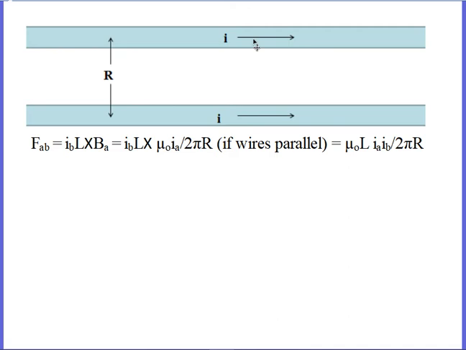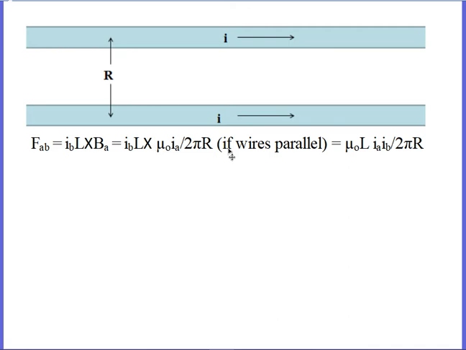The magnetic field is going to be mu naught I over 2 pi R. Call this current A, this would be current B, and then you would take some length of the wire and cross it with that magnetic field from the other current.